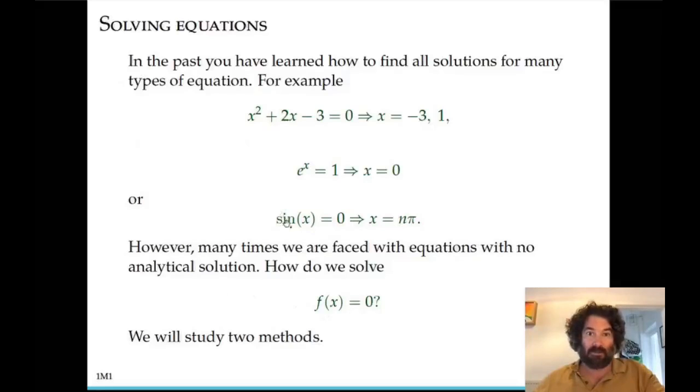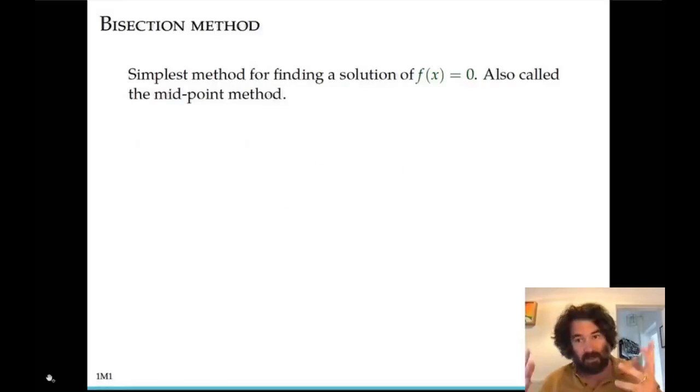So for example, in the first equation here, the f of x would be sine of x, and this one it would be e to the x minus 1. We move everything to one side, or this quadratic polynomial in the top one. And so we want to find a way in general of finding the solutions of this type of equation. We assume we know the function f. We want to find where it's equal to 0, the values of x for which it's equal to 0. And there are two methods that we'll study. There are other methods beyond these, but we're going to look at two.